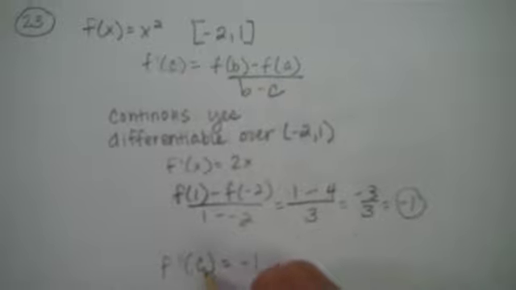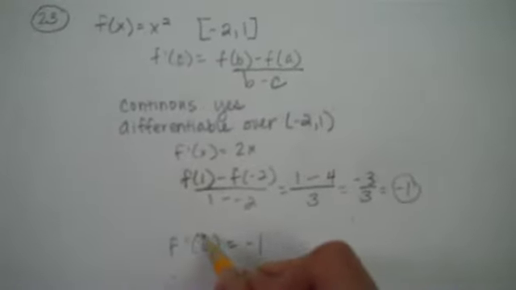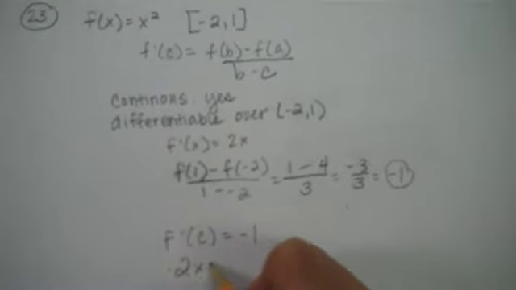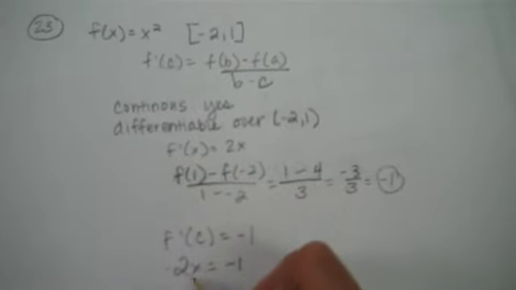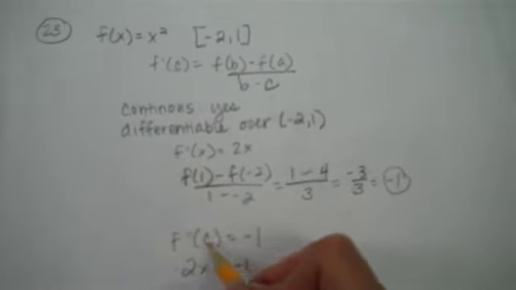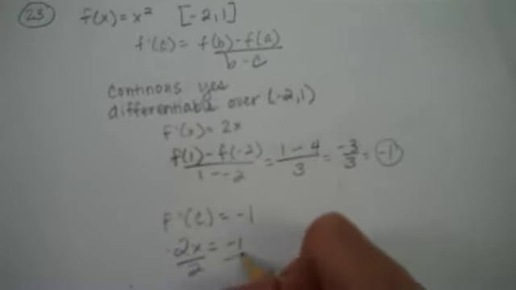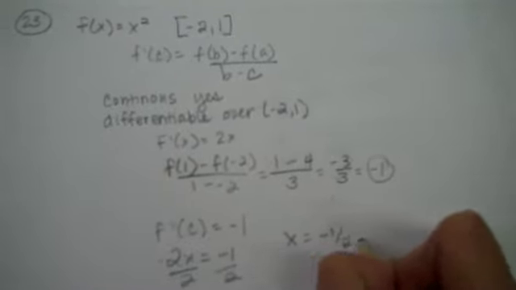For what value is this going to be? So I'm going to find the derivative of f first. We're going to get 2x equals -1. Because f prime of x is equal to 2x, we're going to find out what value of x will make this true. So just divide both sides by 2, and x equals -1/2.